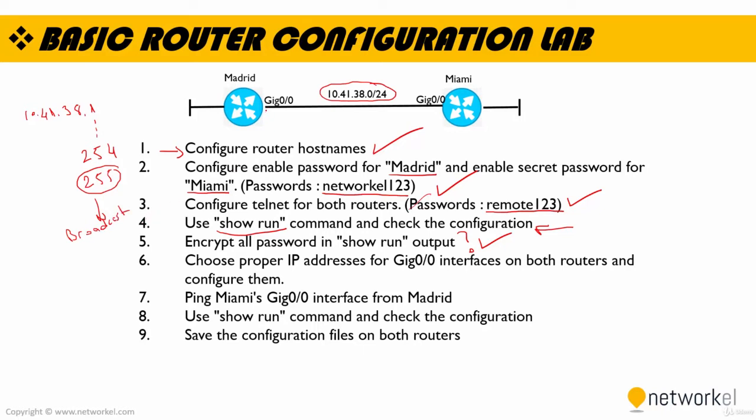So I'm gonna configure the Gig00 interface of Madrid with this address, and here is gonna be that too. Okay, as I told you, I can choose whatever I want in this range. So I choose these ones and let's configure them.